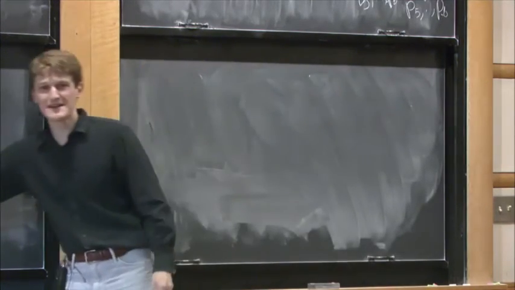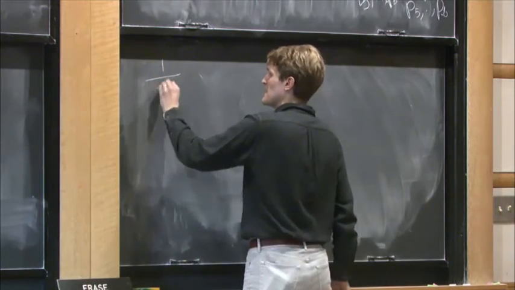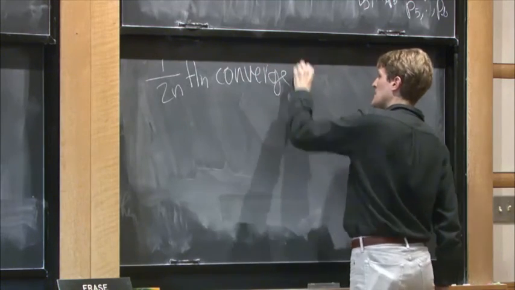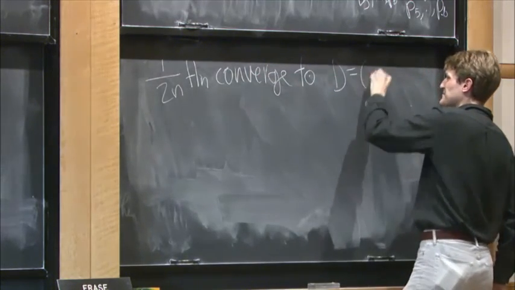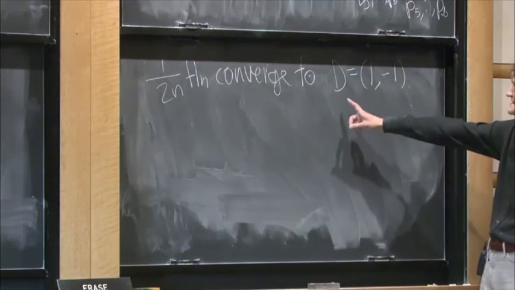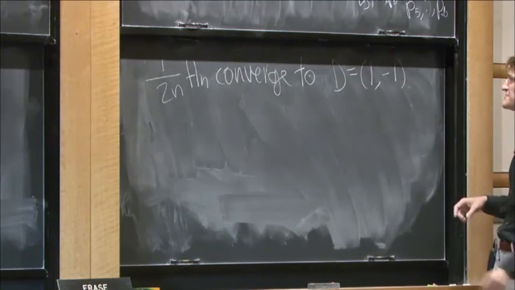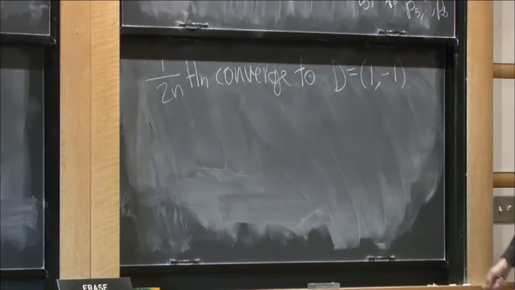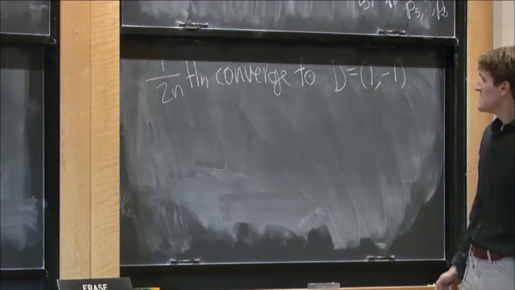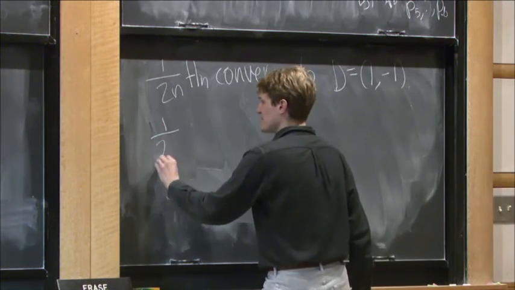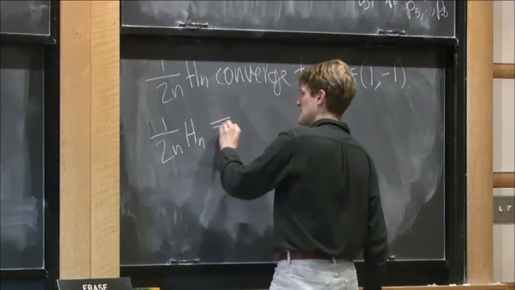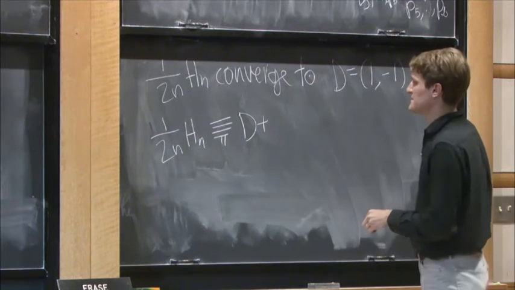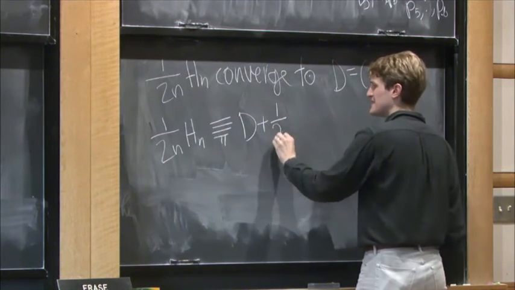And in fact, you can see these are sort of converging to some numerical class. If I rescale this by a factor of 2n, they're going to converge to some pseudo-effective class D. Right? This D is numerically the limit of effective classes, so it's pseudo-effective. By 1, negative 1, I mean D is the class that's 1 on C1 and negative 1 on C2. And in fact, more precisely, what's true, 1 over 2n Hn is numerically equivalent to D plus 1 over 2n H0.